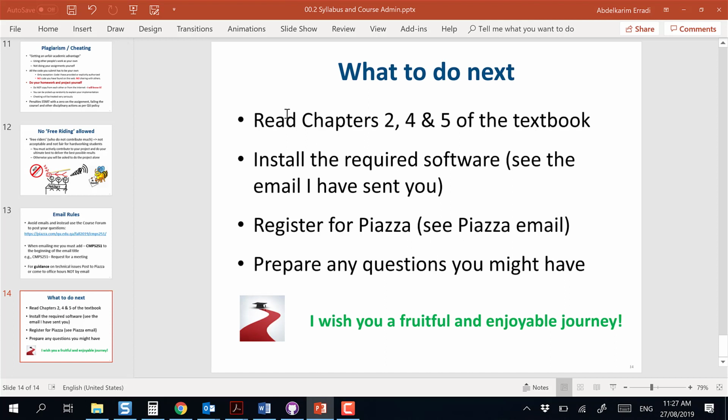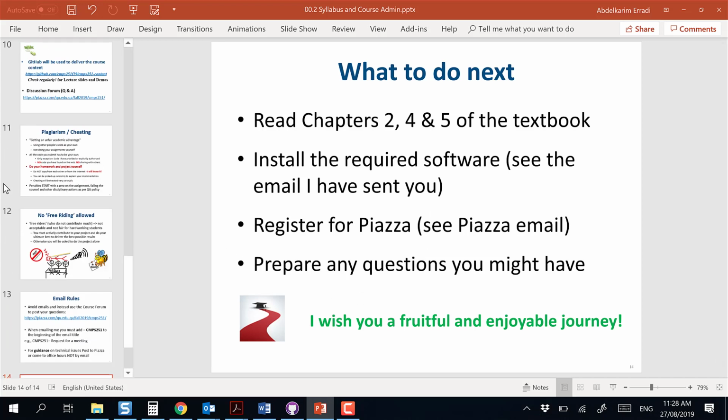Last thing, for this week, this is what you need to do. Hopefully, if we get a textbook, go through these chapters. Install the software I asked you to. I already sent an email, please take a look at it, because you have to have the environment up and running on your laptop so you can practice. Very critical. Register in Piazza so you can post your questions there. And basically that's it. Have a very enjoyable and very fruitful learning journey.